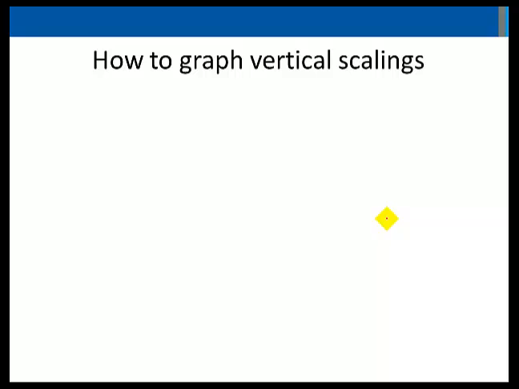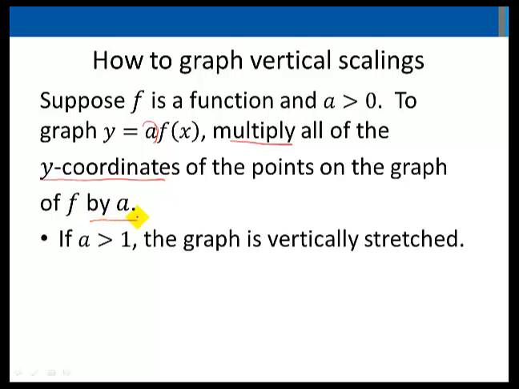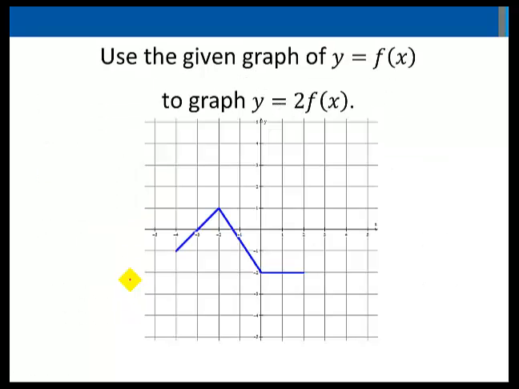How do we graph vertical scalings? Suppose f is a function and a is greater than 0. To graph y equals a times f of x, multiply all of the y coordinates of the points on the graph of f by a. So we're going to multiply the y coordinates by a. If a is greater than 1, the graph is vertically stretched. If 0 is less than a is less than 1, the graph is vertically compressed, as when we had a equals 1/4 in the previous example.